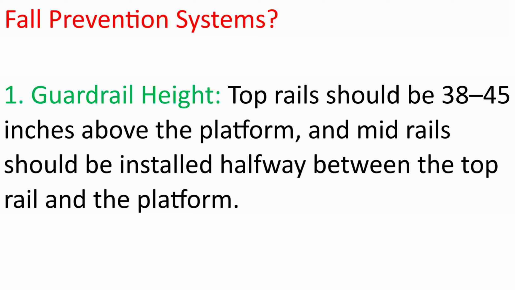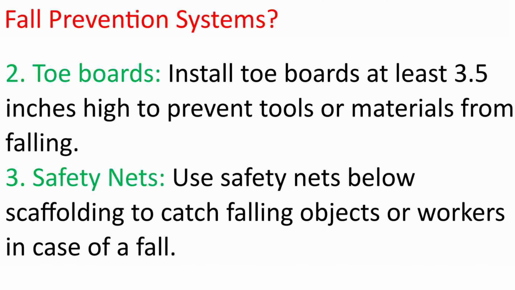Question: what are the fall prevention systems? 1. Guardrail height. Top rails should be 38 to 45 inches above the platform, and mid-rails should be installed halfway between the top rail and the platform. 2. Toe boards. Install toe boards at least 3.5 inches high to prevent tools or materials from falling. 3. Safety nets. Use safety nets below scaffolding to catch falling objects or workers in case of a fall.